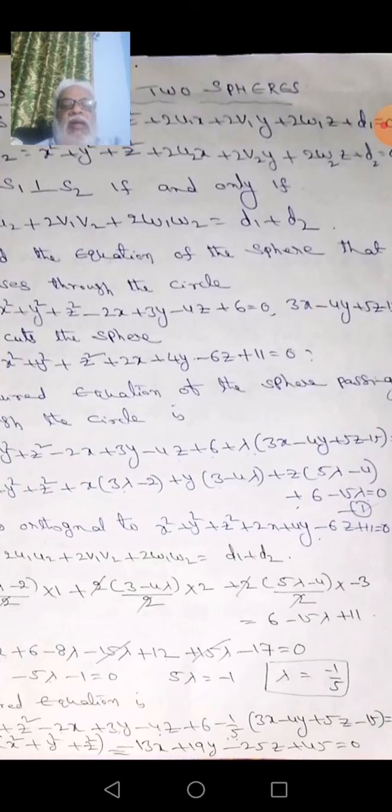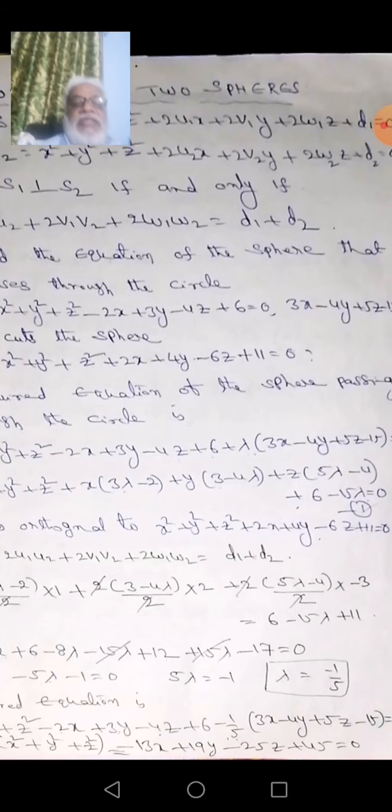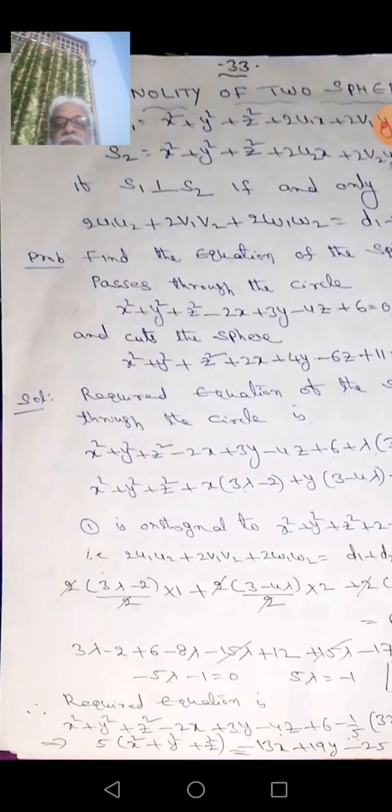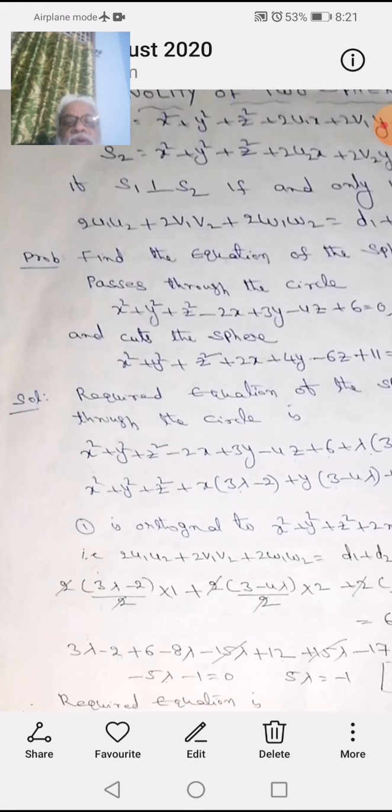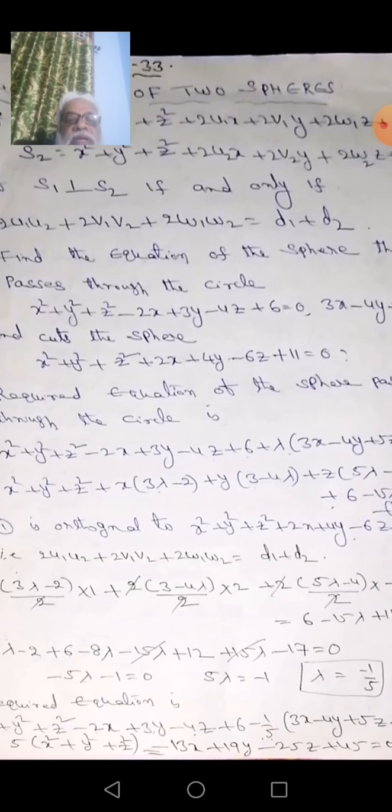And 6 plus 11 is 17, 17 goes that side, that is minus 17 is equal to 0. And finally minus 5 lambda minus 1 is equal to 0, and 5 lambda is equal to minus 1, lambda is equal to minus 1 by 5.